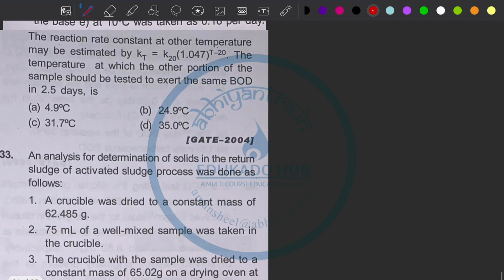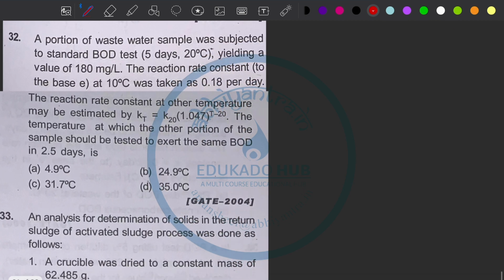Now let us do the next question, which is question number 32. A portion of wastewater sample was subjected to standard BOD 5 days test, yielding a value of 180 mg per liter. The reaction rate constant to base e at 10 degrees Celsius was taken as 0.18 per day. The reaction rate constant at other temperature was estimated by this one. Now we have to calculate the BOD in 2.5 days.